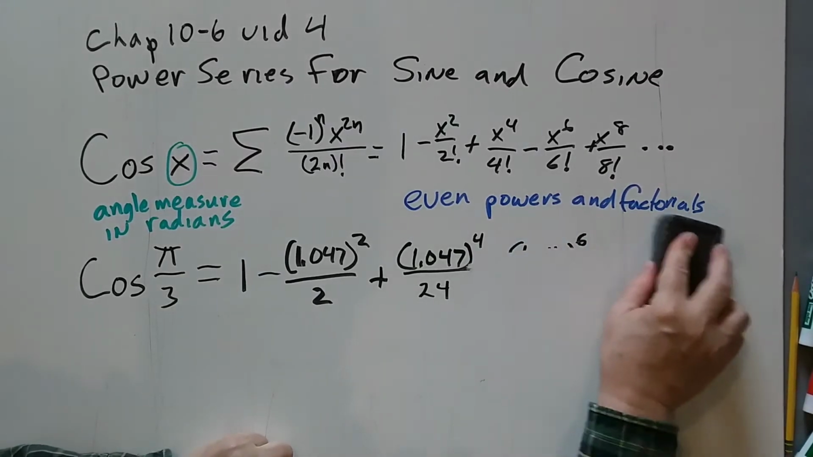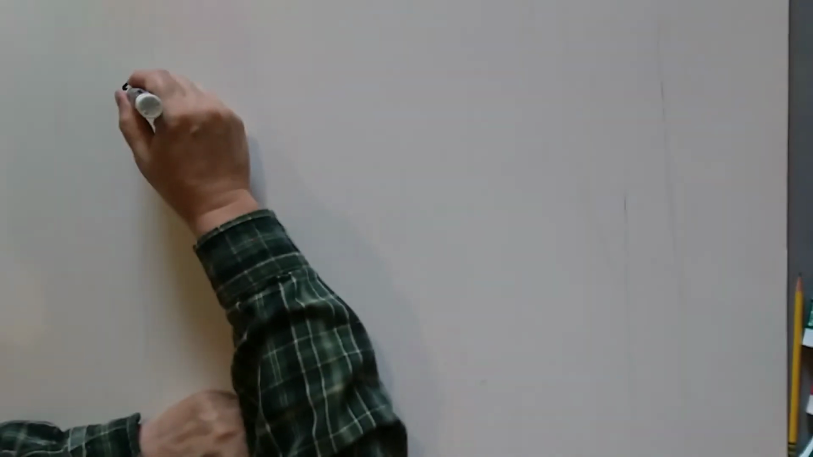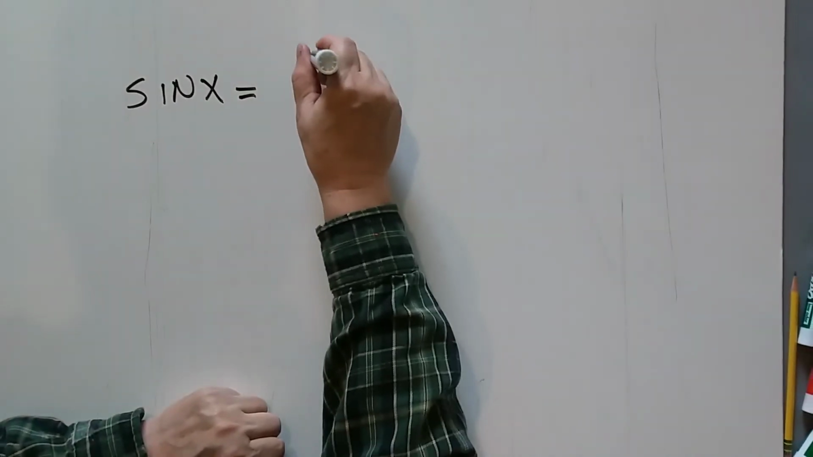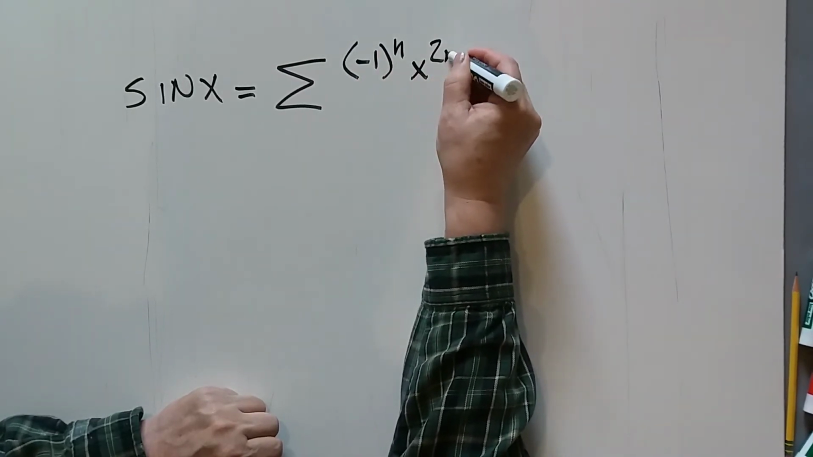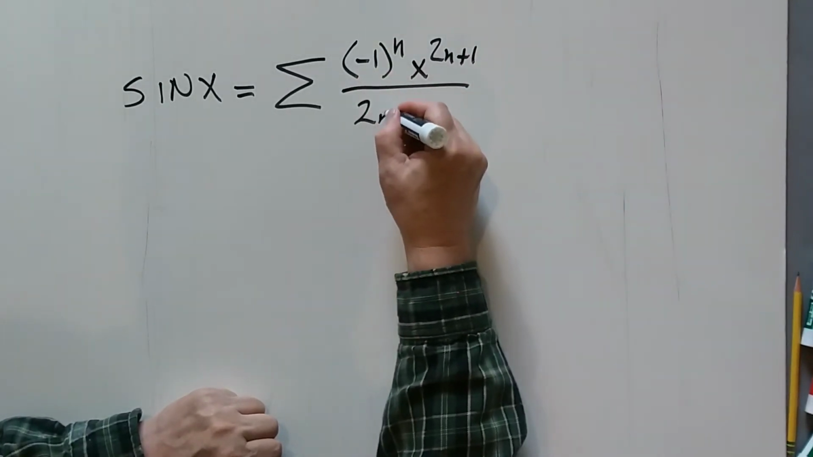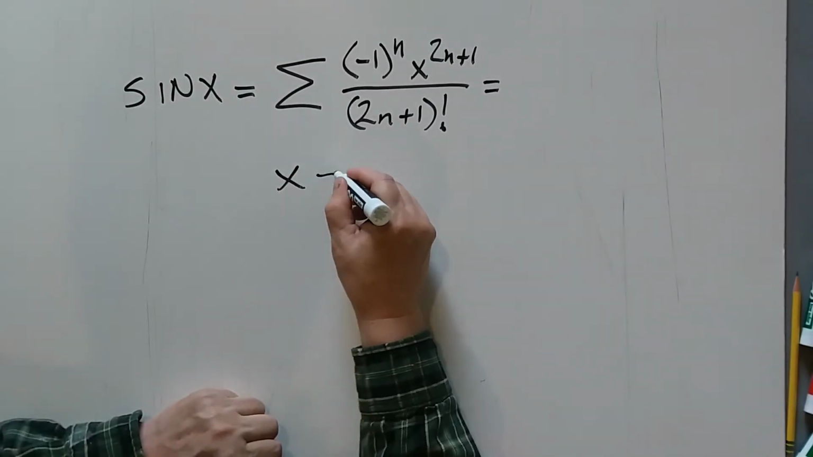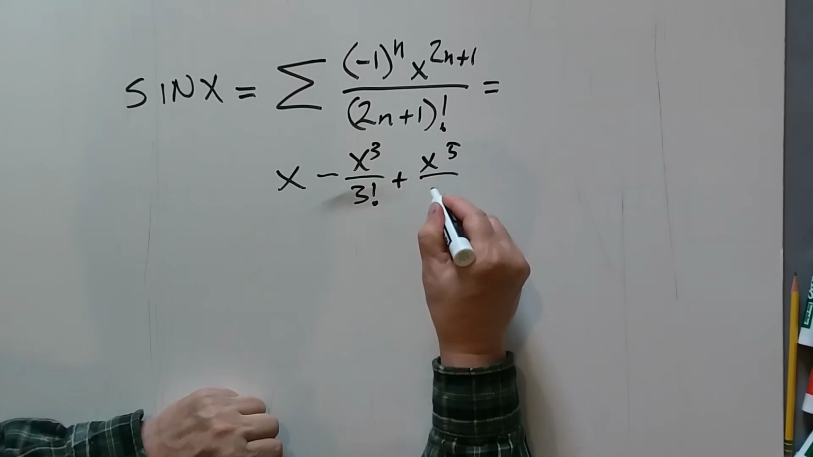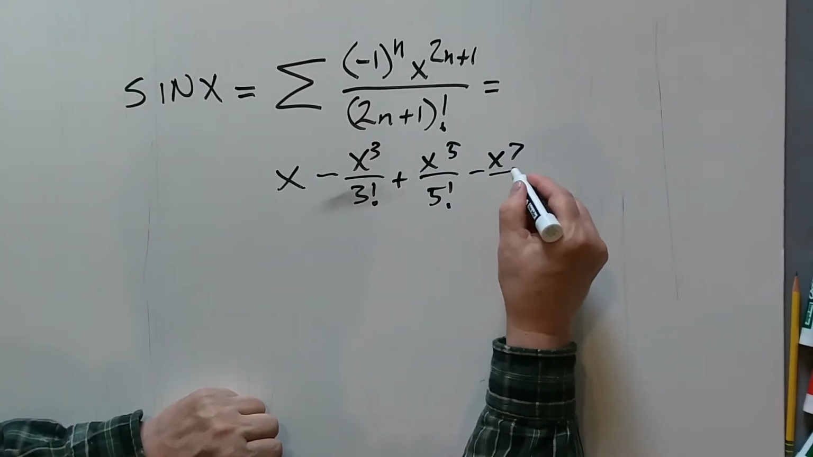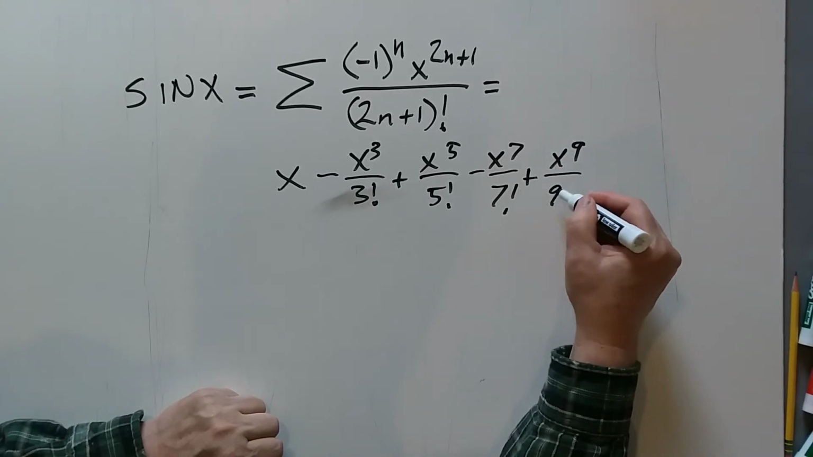Now we'll do the same thing, only now we'll do it for the sine power series. Well, the cosine uses the even powers. The sine uses the odd powers. So the sine of x equals the sum of -1 to the nth x to the 2n plus 1 over 2n plus 1 factorial. And that's equal to x minus x cubed over 3 factorial plus x to the 5th over 5 factorial minus x to the 7 over 7 factorial plus x to the 9th over 9 factorial.